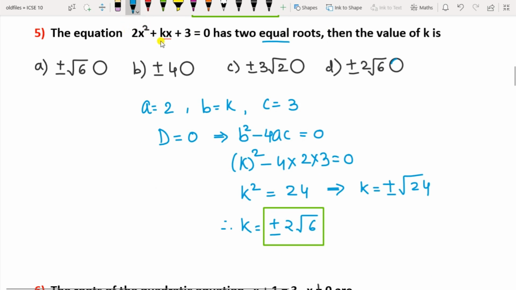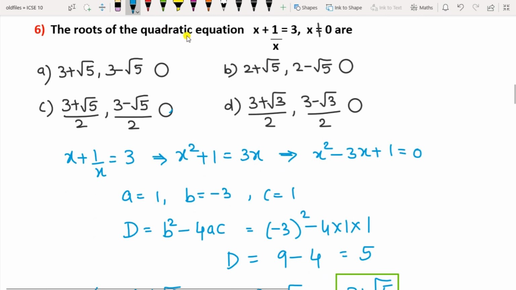The equation 2x square plus kx plus 3 equal to 0 has two equal roots. Then the value of k is, now since it is given as equal roots, therefore D will be equal to 0. Now write a, b, c from this equation. a is 2, b is k and c is 3. Since D equal to 0, therefore b square minus 4ac is also equal to 0, and substitute the values of a, b and c. You find k square is 24, therefore k is plus minus under root of 24, that is 2 root 6. So plus or minus 2 root 6 is the correct option for question 5, right?